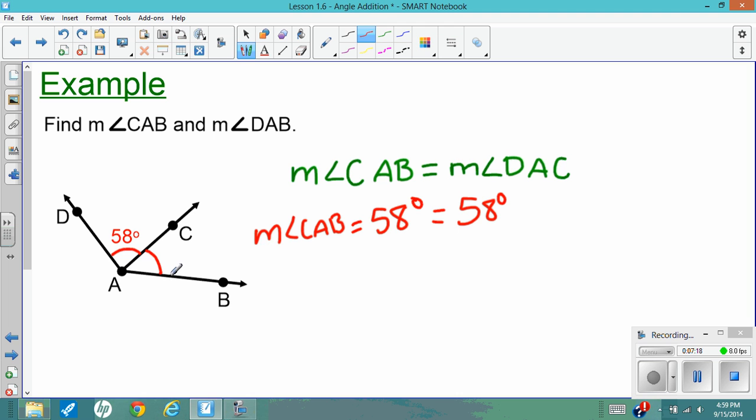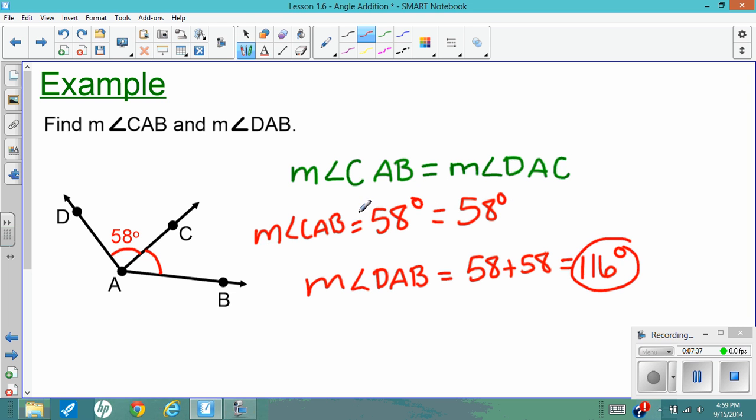And we know from angle addition that these two angles should add up to be the entire big angle, angle DAB. So that means the measure of angle DAB is the sum of the two smaller ones. So we just add 58 to 58, and we can get 116 degrees. So there are our two answers.